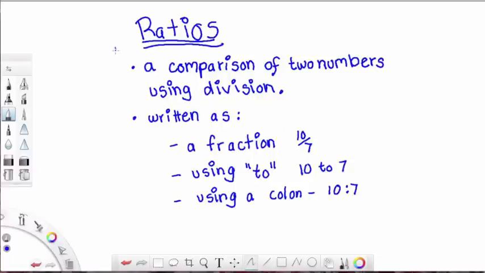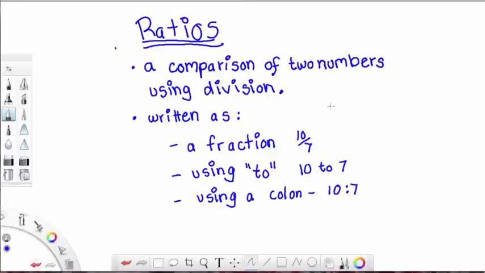Hello, Cougars and Cougar parents. Today we are going to take a look at ratios. When we look at ratios, we're really taking a look at a comparison of two numbers using division. These ratios can be written as a fraction, such as 10 over 7, or most commonly, we'll say 10 to 7.